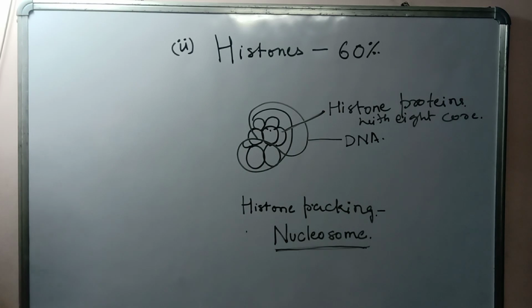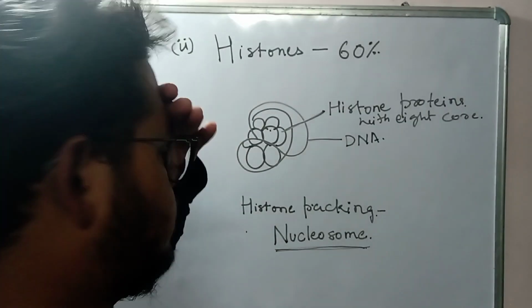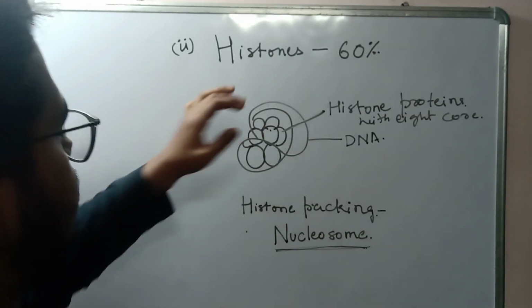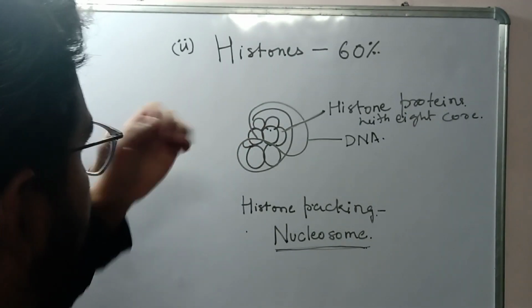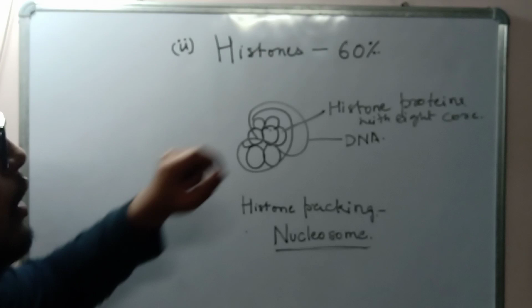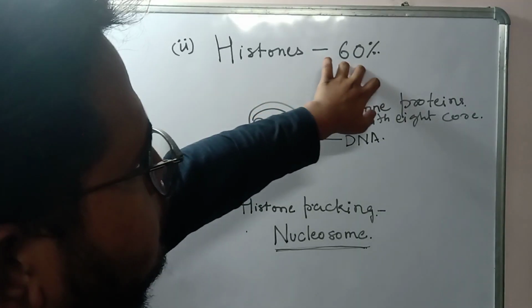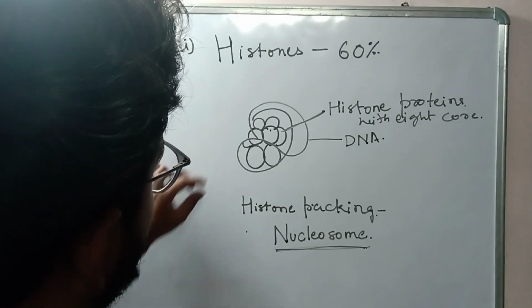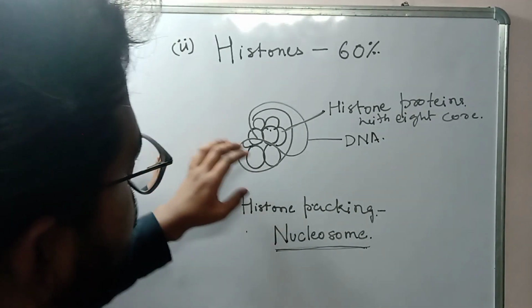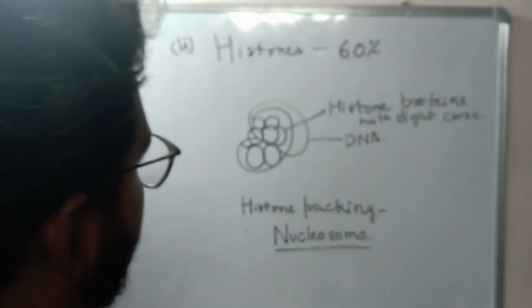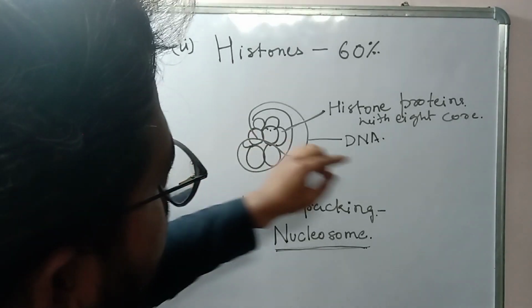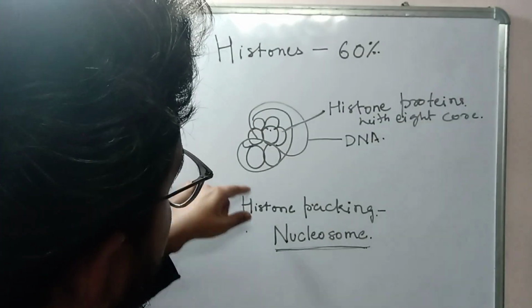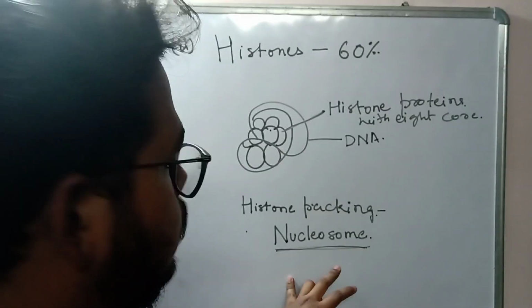And here is the second part of the chromosome, which is histone protein, and it is 60% of the total content of the chromatin fiber. And here is the structure of the histones along with the DNA, and here there are 8 core histone proteins winding up with the DNA, forming a structure known as nucleosomes.